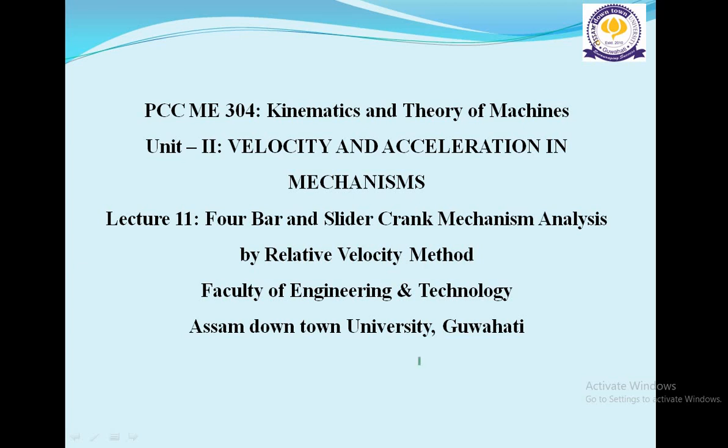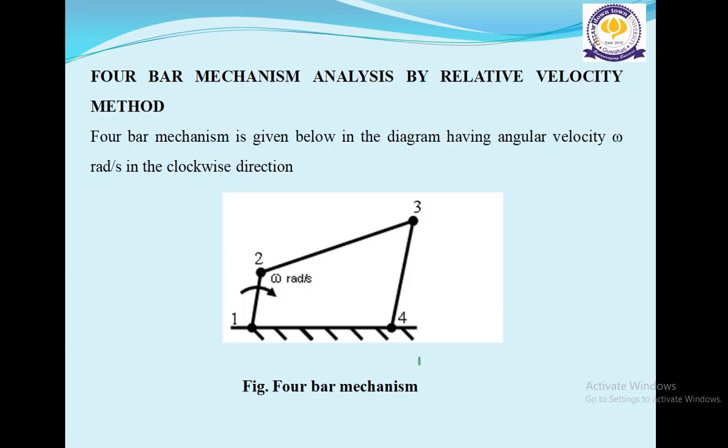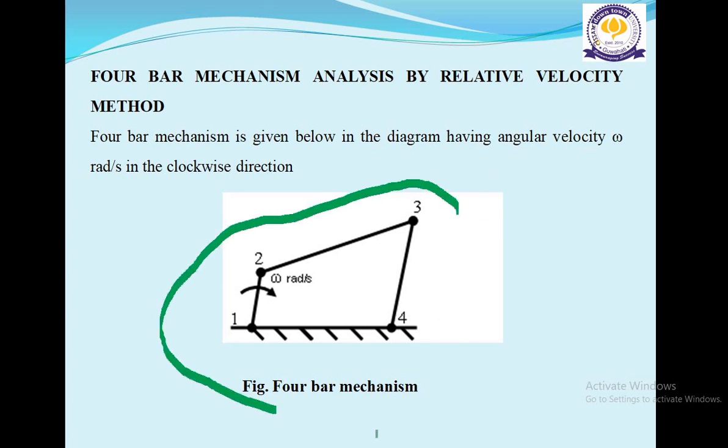Hello everyone. So here we are back again with another lecture on 4-bar and slider crank mechanism analysis by relative velocity method. Moving on to the topic, here you have seen the 4-bar mechanism analysis by relative velocity method. The 4-bar mechanism is given below in the diagram, having angular velocity omega radian per second in the clockwise direction.